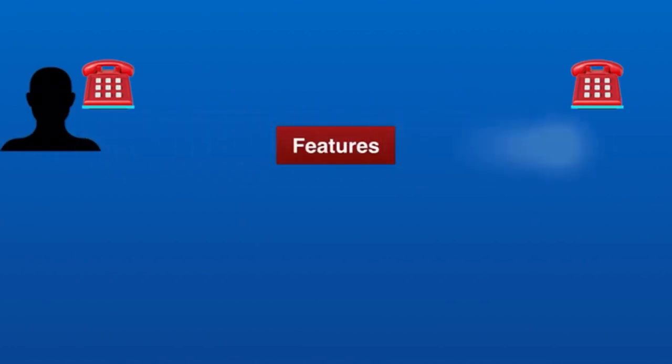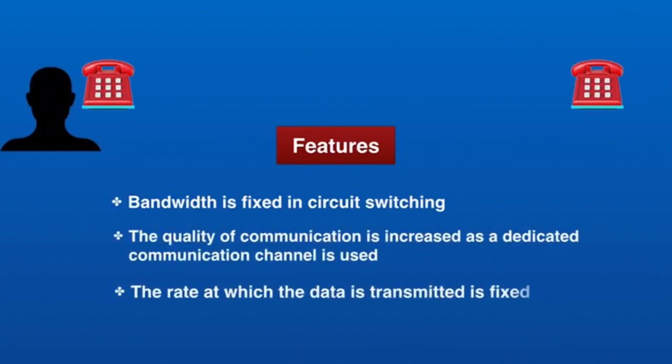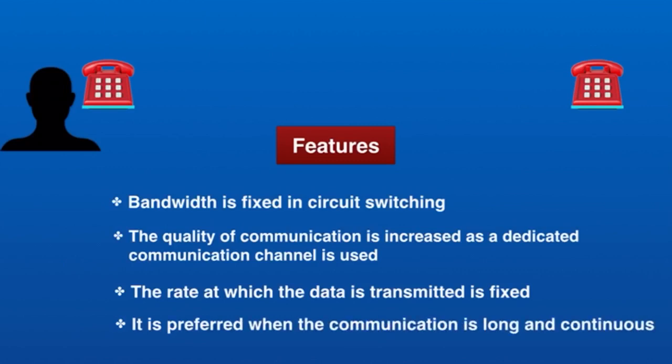Here are some important features. Bandwidth is fixed in circuit switching. The quality of communication is increased as a dedicated communication channel is used. The rate at which data is transmitted is fixed. It's preferred when communication is long and continuous. Let's move on to packet switching.